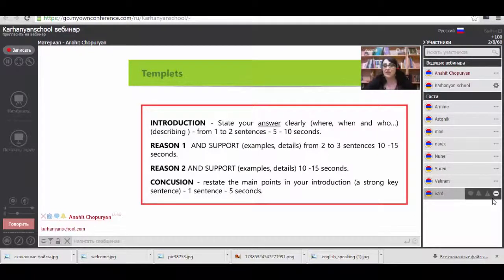In the introduction, you must include from 1 up to 2 sentences, and you must give to the introduction from 5 up to 10 seconds, not more. Okay.